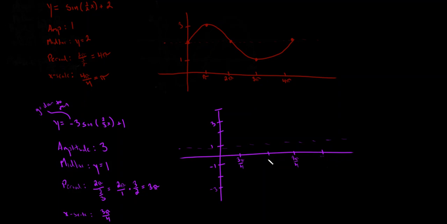All right, so this would reduce to 3 pi over 2. Oop, let me change that. 3 pi over 2. And this would reduce to 3 pi.